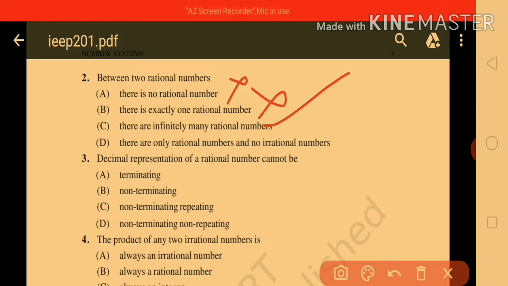Okay, come to the third question. Decimal representation of a rational number cannot be. We have to find what cannot be for the rationals. So it is terminating, non-terminating repeating, non-terminating non-repeating. This is for the irrational number, right?